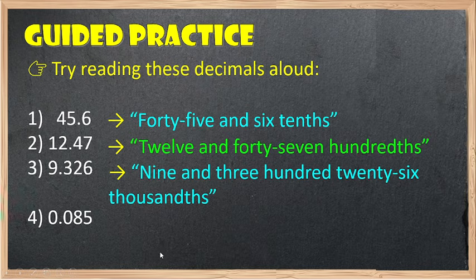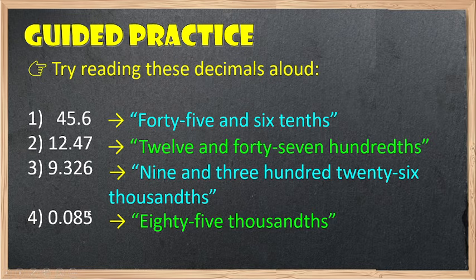The correct answer is 85. The decimal number is 85 only. So, 85. Then, the highest place value is thousandths. So, therefore, the answer is 85 thousandths. Okay? So, simple as that.